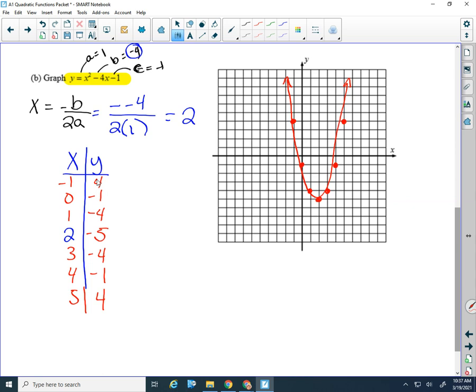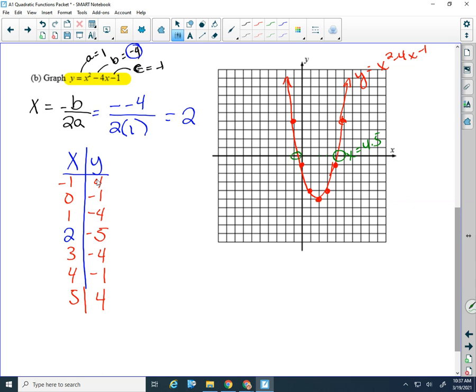So now going back up to our directions, create a table of values, graph the points, label your graph, y equals x squared minus 4x minus 1. Step 5, label the x-intercepts, y-intercept, and turning point. So our x-intercept, problem is I didn't plot that very nicely. Our x-intercept is like right there. So here's one of them. 1, 2, 3, 4. So let's just say 4.5.